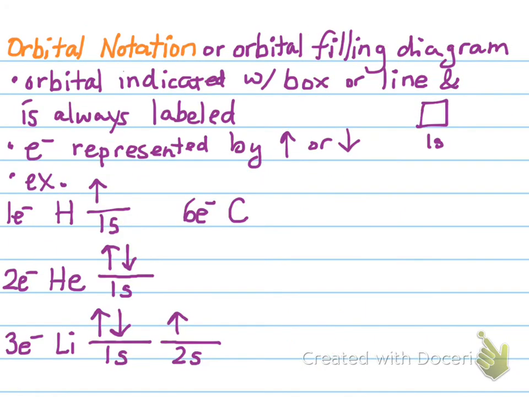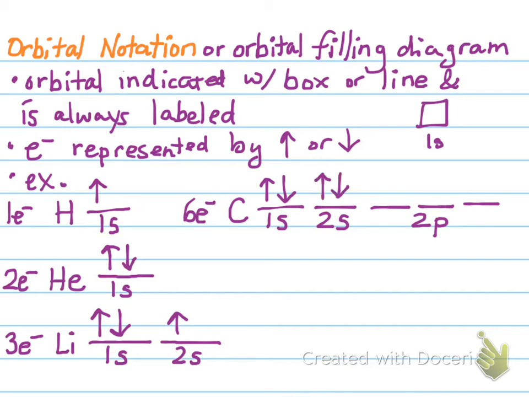So for my lines, I'm going to have 1s. Next I came to my 2s, and again those only have one line because the s sublevel only has one orbital. When I get to my 2p's, remember my p sublevel has 3 different orbitals. So now I'm ready to put my electrons in. Again, my first one and my second one go in my first energy level, my 1s. Number 3 and 4 are going to go in my 2s, because again, I have to have that completely full before I go into my next energy sublevel.